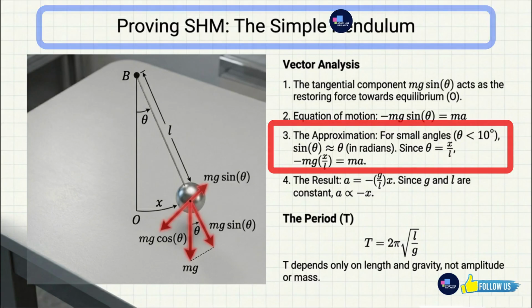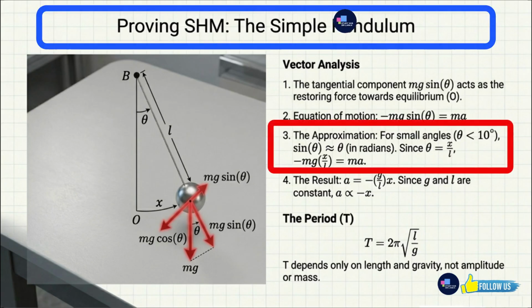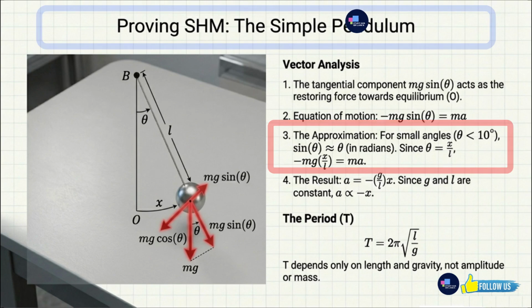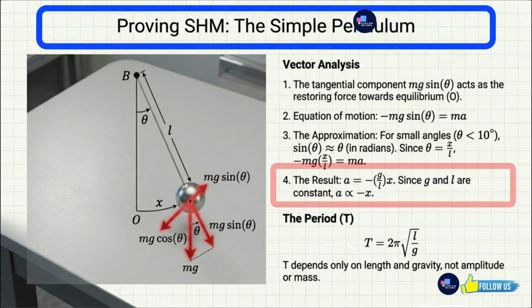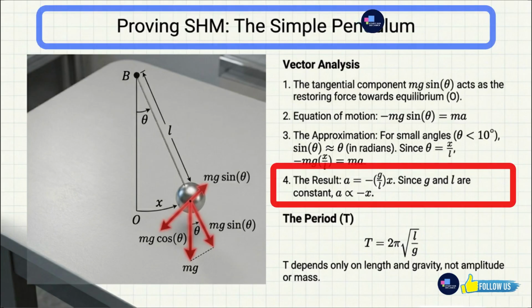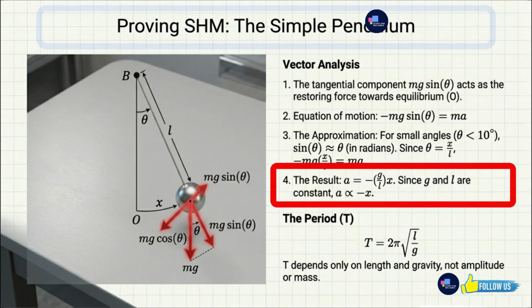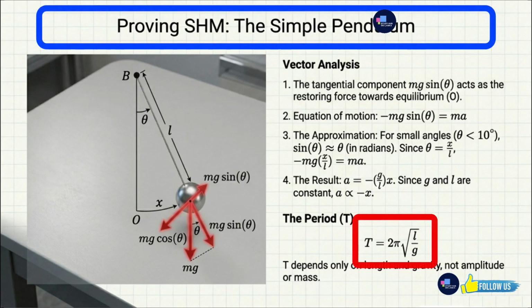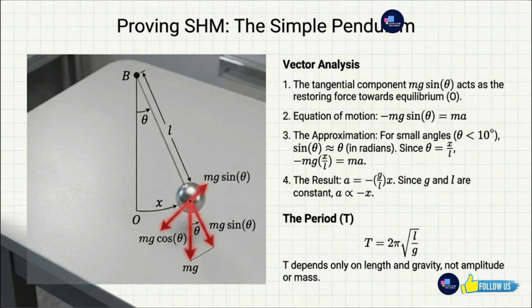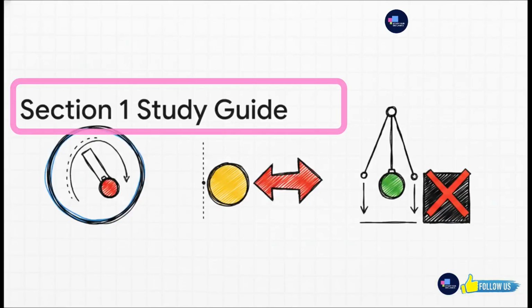As long as our angle theta doesn't get bigger than about 10 degrees, sin theta is pretty much just equal to theta in radians. And since theta equals x over L, we substitute that right in, and the masses on both sides beautifully cancel out. We are left with a equals minus g over L times x. Because g and L are fixed constants, our acceleration is directly proportional to negative displacement. We've officially proved it's SHM. Finally, in step 4, we derive the period T, which comes out to 2 pi times the square root of L over g.